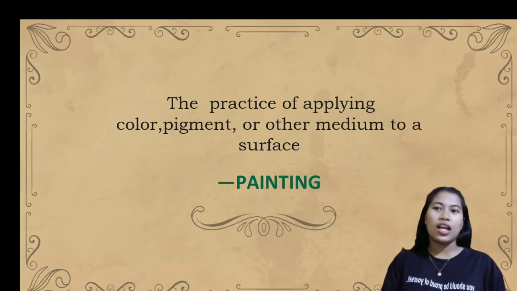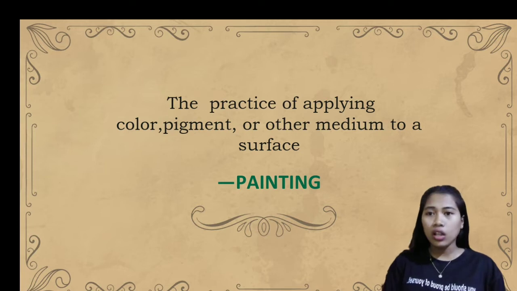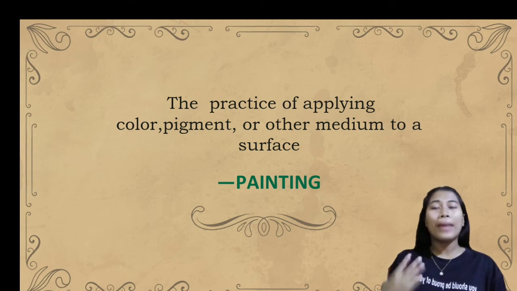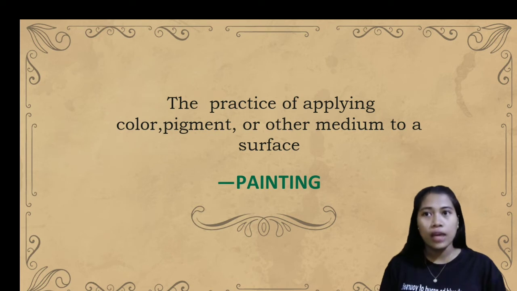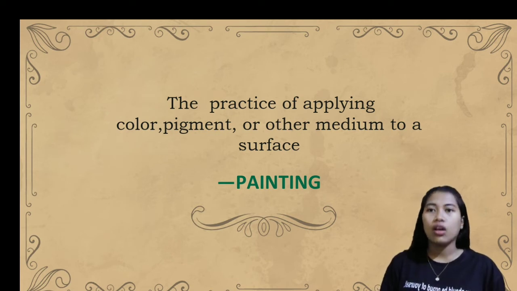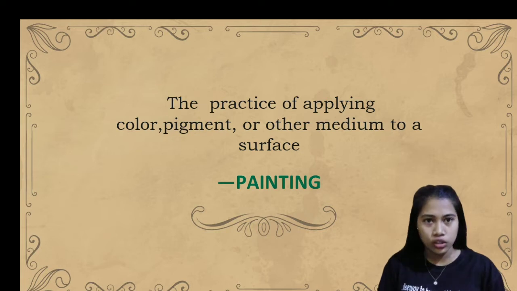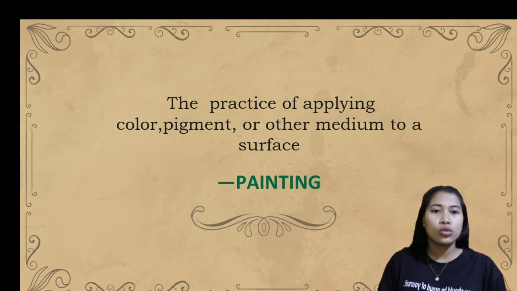So, what is painting? Painting is the practice of applying color, pigment, or other medium to a surface. It is also defined as the expression of ideas and emotions with the creation of certain aesthetic qualities in a two-dimensional visual language. And the elements of this language are shape, lines, colors, tones, and lastly the textures. These are used in various ways to produce sensations of volume, space, movement, and light on a flat surface. So that is painting.